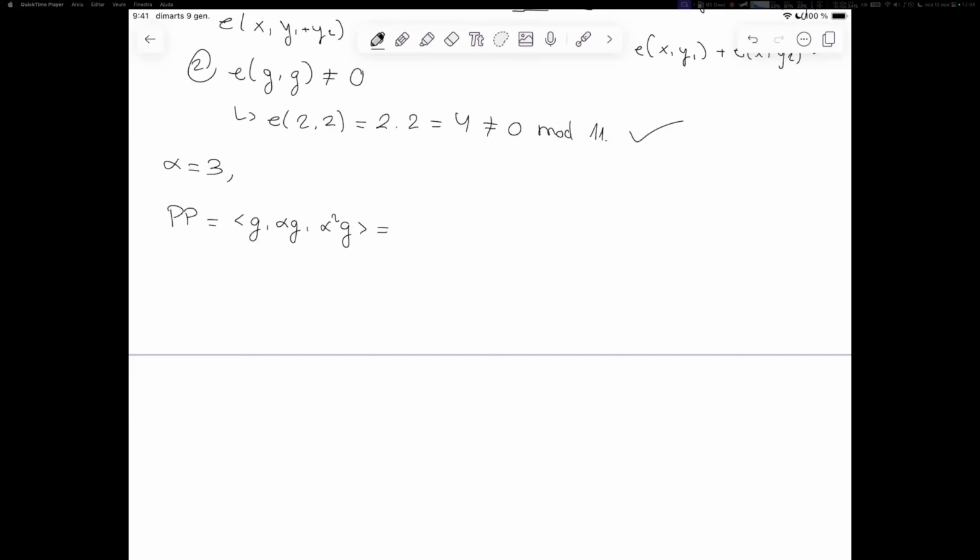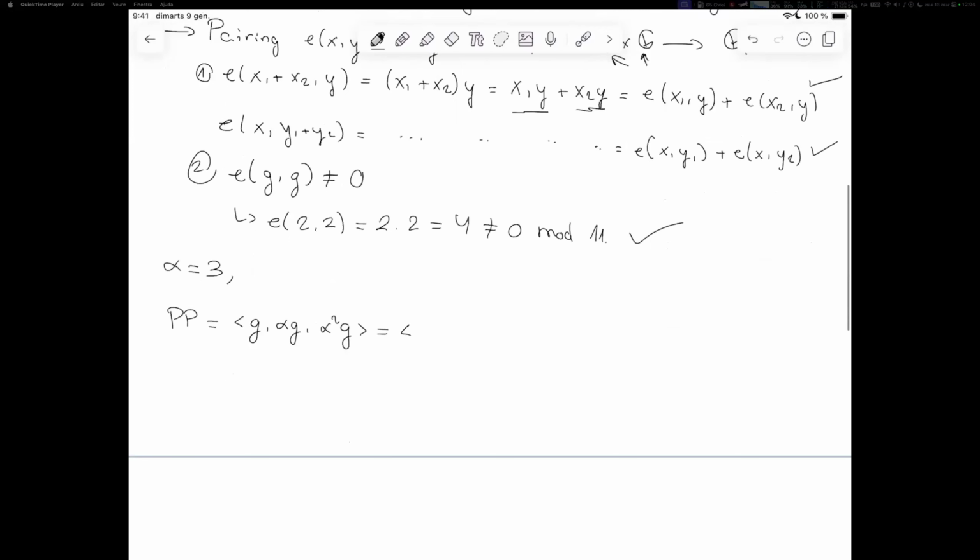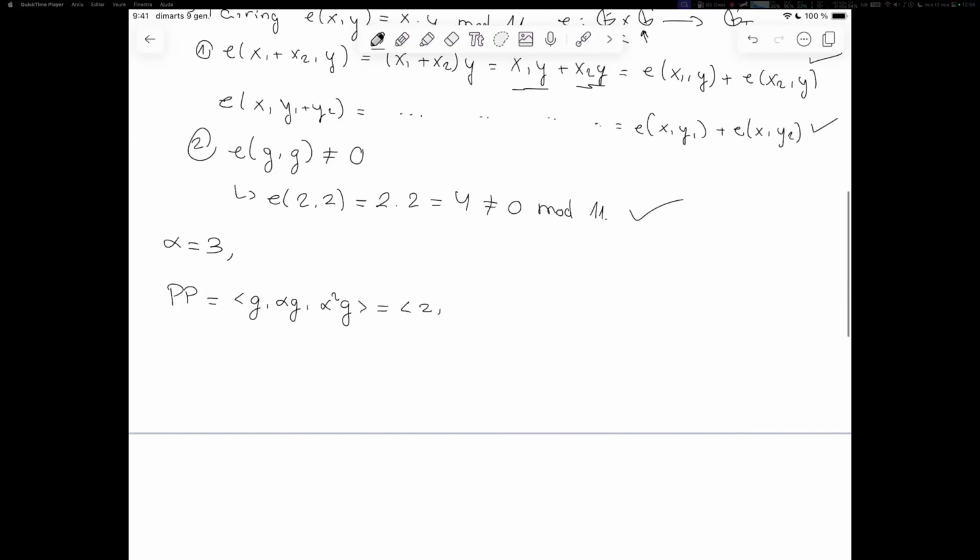So I just multiply alpha by g. Well, first of all, the first element is g, and g we have that already, right? G is 2. Yeah, g is 2. Perfect. So first is 2. The second one is 3 times 2 mod 11.